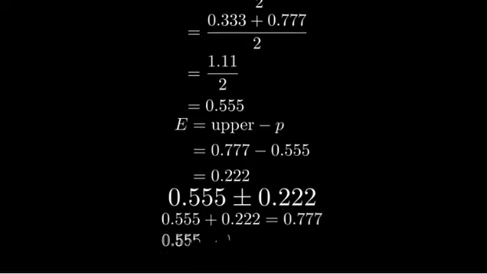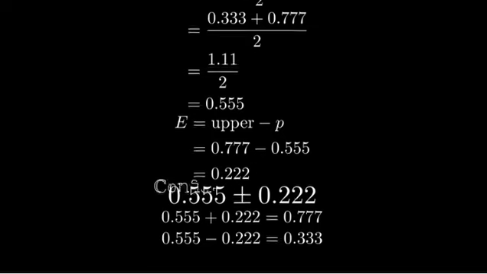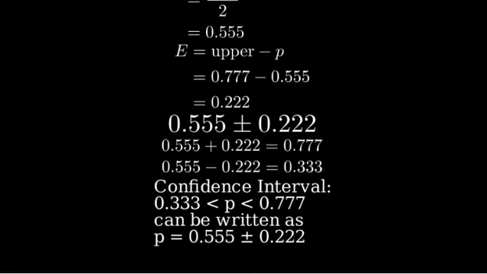If we add 0.222 to 0.555, we get 0.777. And if we subtract 0.222 from 0.555, we get 0.333. These match our original endpoints exactly. And that's how we convert a confidence interval from the form A less than P less than B to the form P plus or minus E.